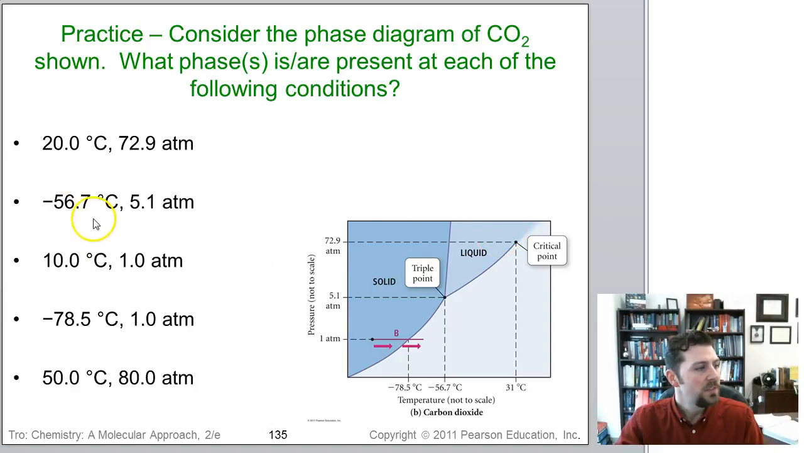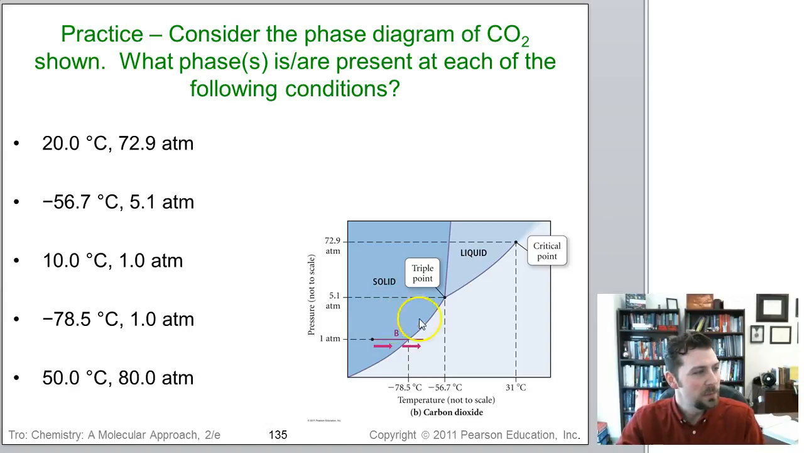What about at minus 56.7? So minus 56.7 is actually on this line, and 5.1 atm, that's right at the triple point. So what's the phase at that point? Solid, liquid, and gas. How about at 10 degrees C and 1 atm? Where's 10 degrees C? Somewhere in the middle here, and 1 atm means we're solidly in that gas phase. Minus 78.5 and 1 atm puts us right on the line here between the solid and the gas. So we're solid and gas if we're right on the line.